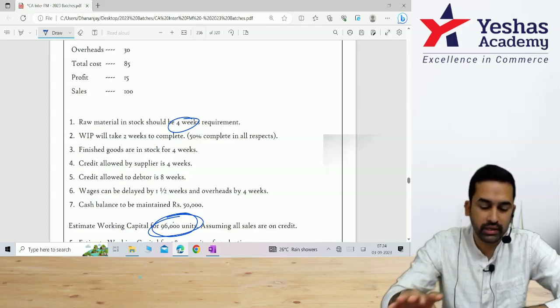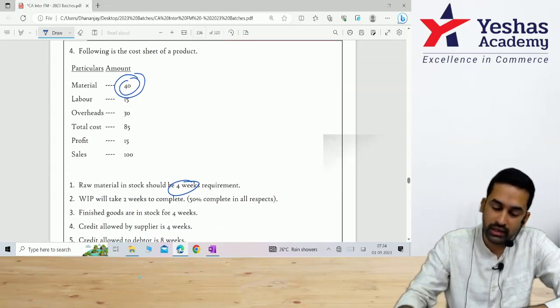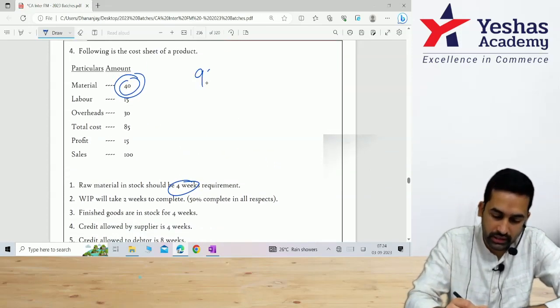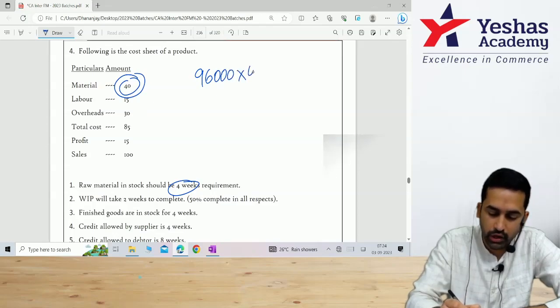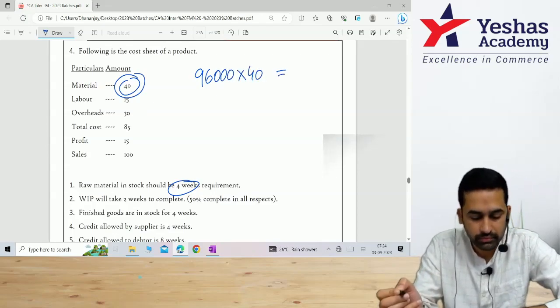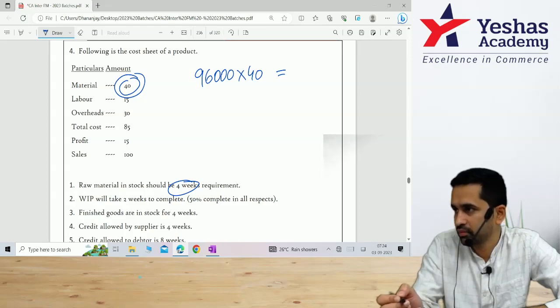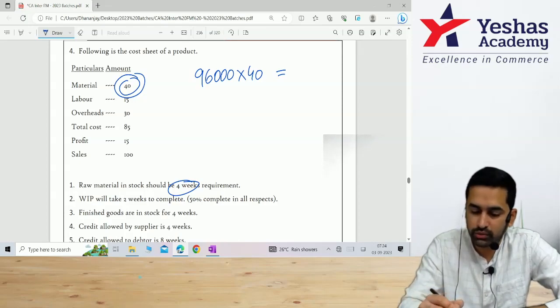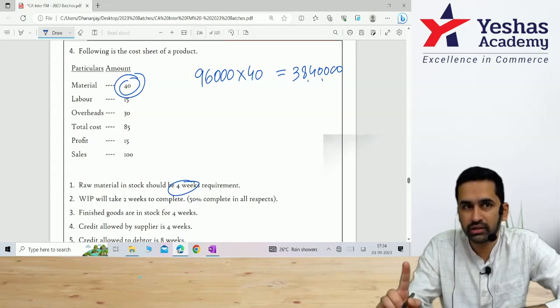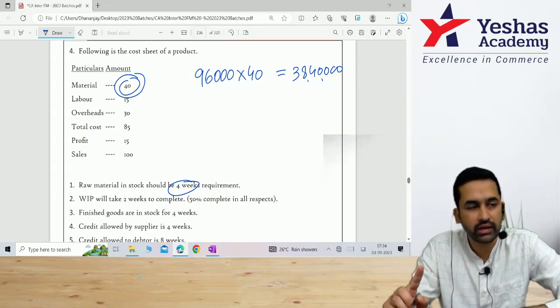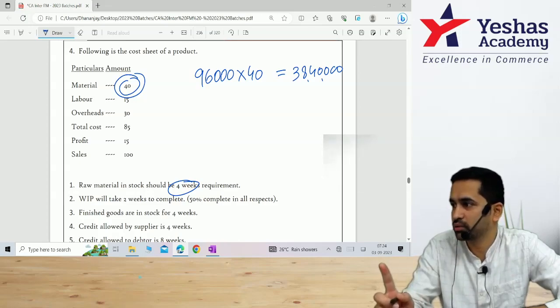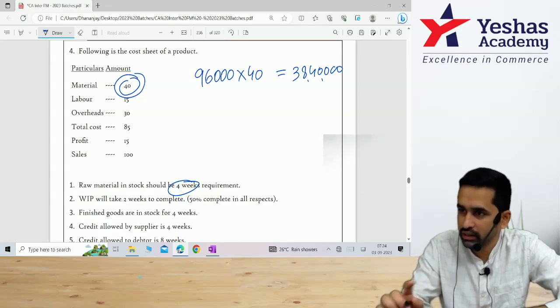Refer to the same data, question number 4. In that, when you do in Calci 96,000 into 40, how much was consumption number? Do it again if you have not written. 96,000 into 40 is what, sir? 38,40,000. What is this now? For raw material, we understood this as consumption. Later for creditor, we understood this as purchase, because opening and closing was same, correct?